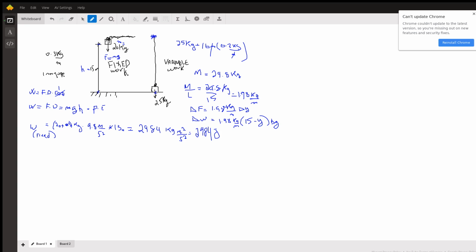Meter squared. Okay, just want to make sure of the units. So meter squared cancels out. You get meter here. You're going to get an answer in kilogram meter. Okay, so just multiply 1.98 times 112.5, 222.7, I'm going to call it 223 kilogram meter.